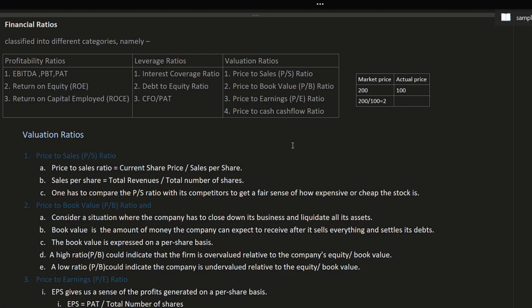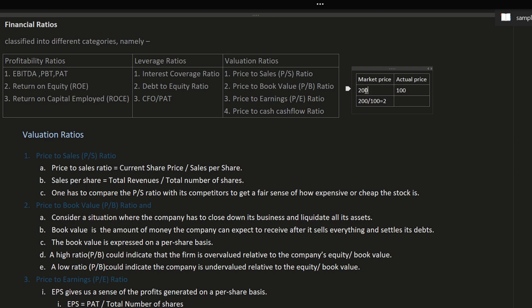So what do undervalued and overvalued mean? For example, you want to buy a t-shirt, so you go to the market and he tells you the price of the t-shirt is 200. According to you it may be 100. So what will you tell? You can think that the t-shirt is overvalued because according to you it is 100 only. He is telling double that price. So how much double? If you divide the market price by whatever you thought the actual price may be, he is telling two times.